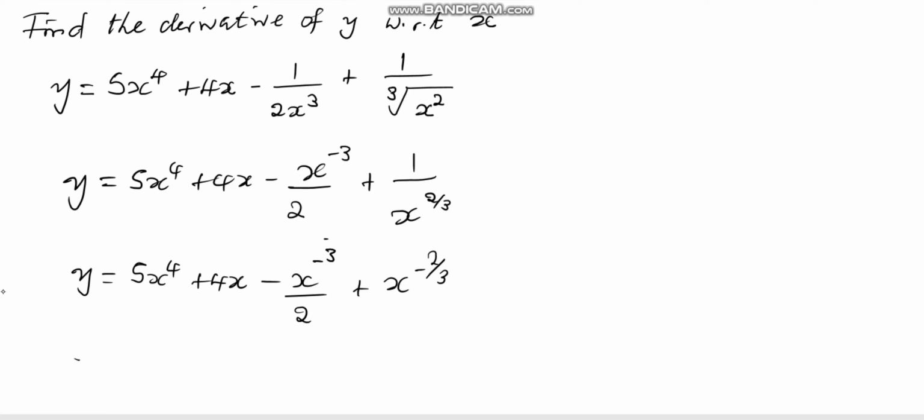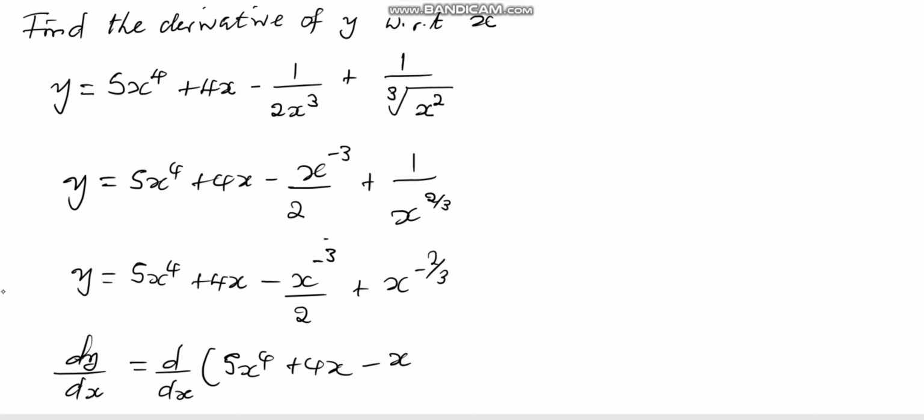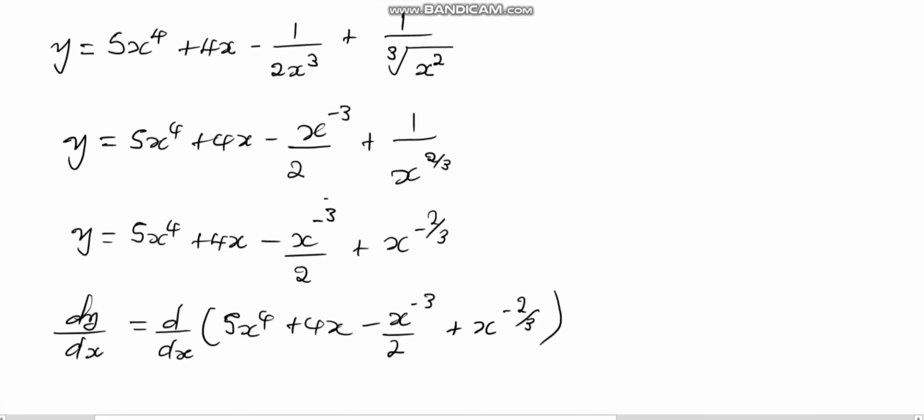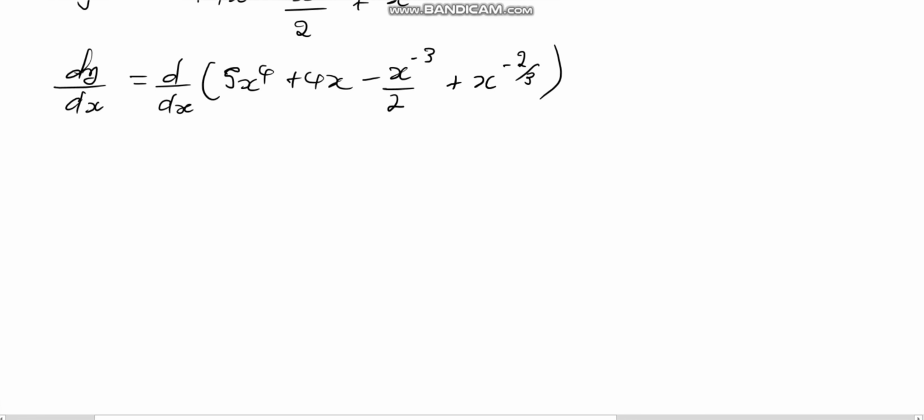So dy dx is going to simply be equal to the derivative with respect to x of all the terms that we have. So we have 5x to the power 4 plus 4x minus x to the power negative 3 over 2 plus x to the power negative 2 over 3. Let's just scroll down a bit.